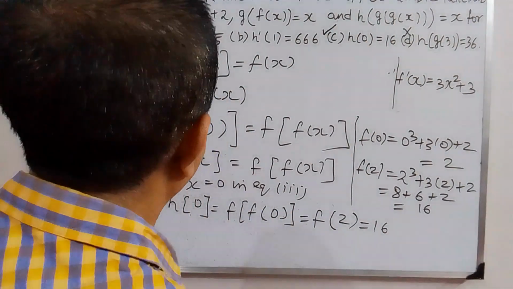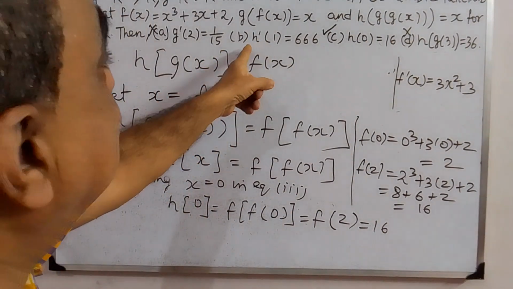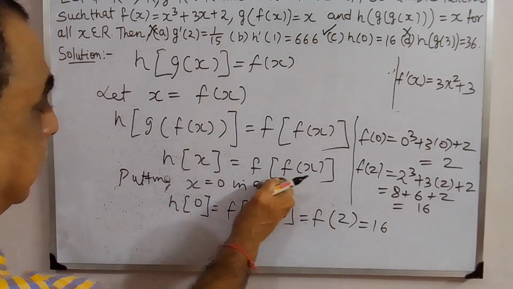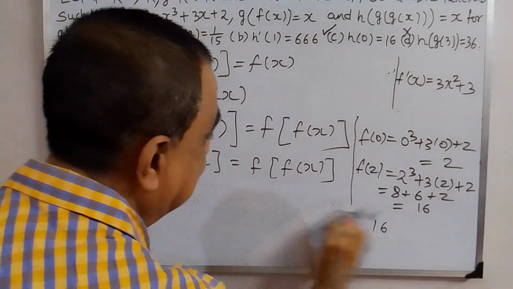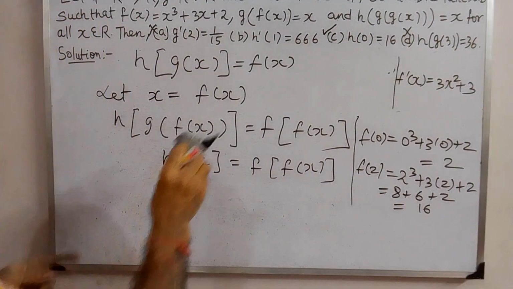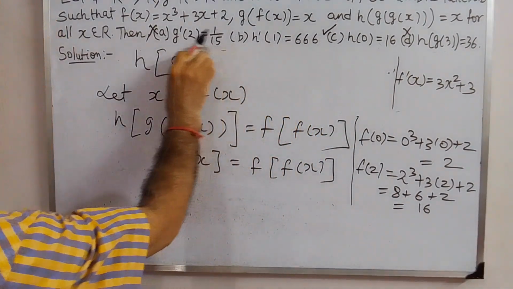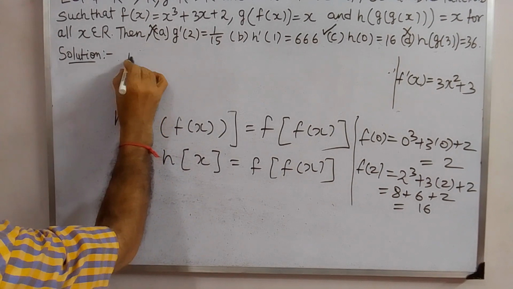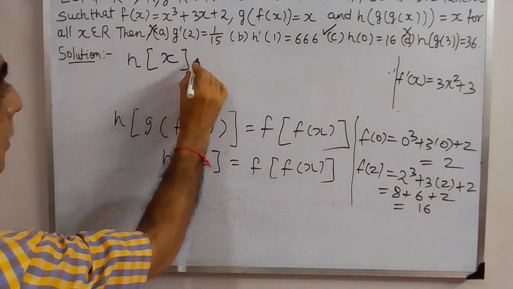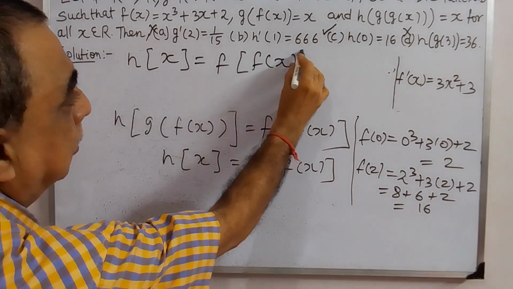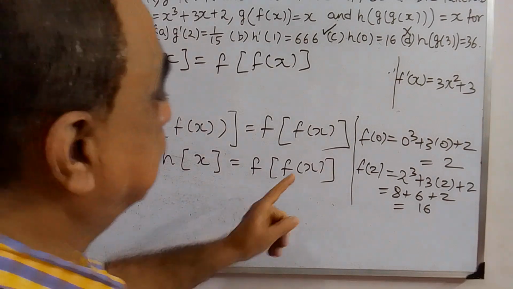Now we will check the option B part. Now see here what we have got. We have got this equation: hx is equal to f of fx. We will use this for doing the B part. Now see here, I am writing this on the top. We have got h of x is equal to f of fx. I have showed you how I have got this.